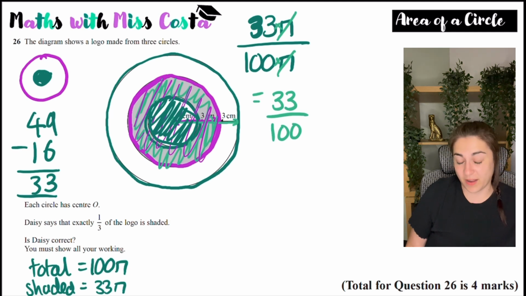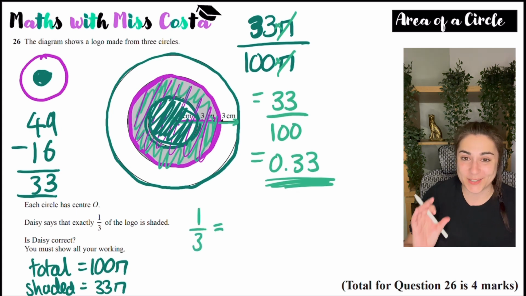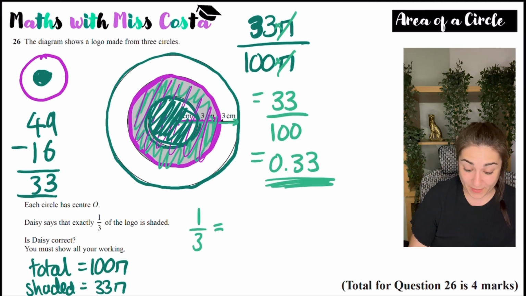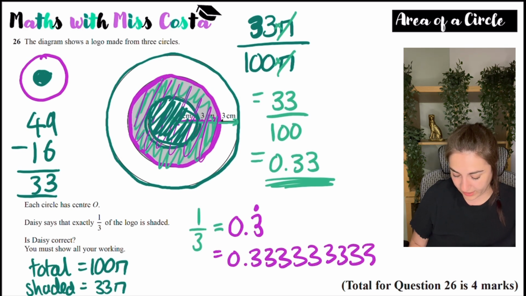And 33 over 100, well, actually, there's 2 ways I could go about this. So 33 over 100, I can't simplify that anymore. So let's just turn it into a decimal. So that would be 0.33 exactly. Whereas 1/3, this is something that we kind of need to know. We need to know some of our basic fractions. So 1/3 is 0.3 recurring, which is 0.333333 going on until eternity.